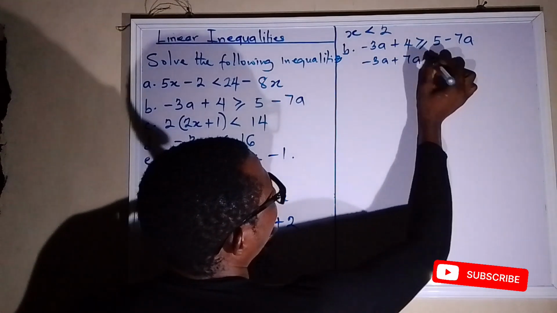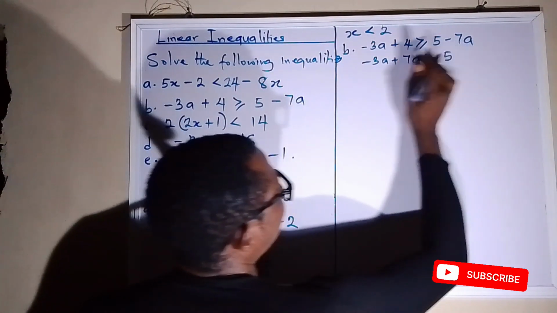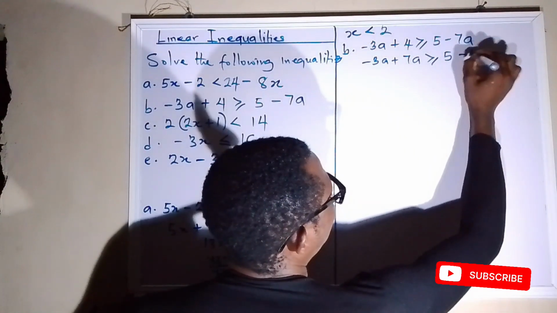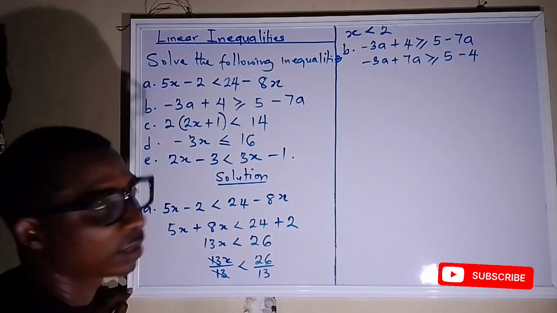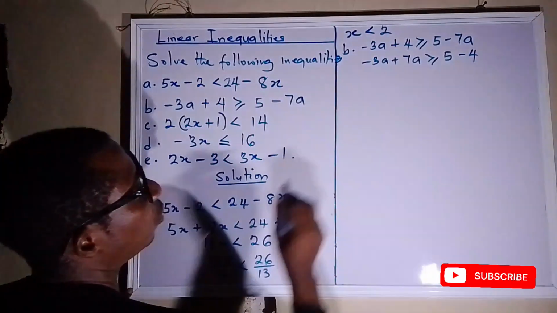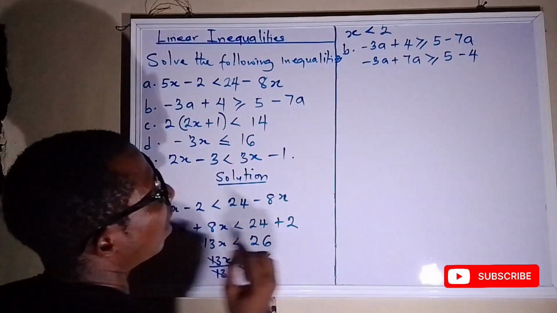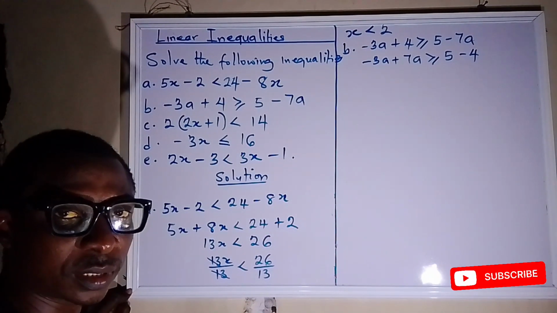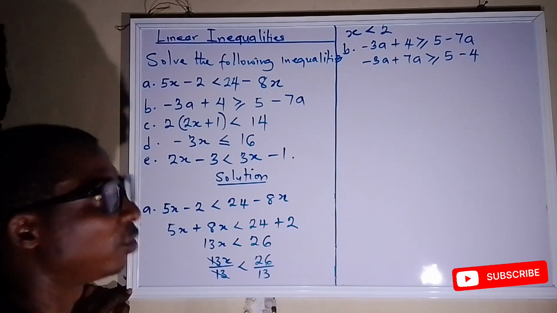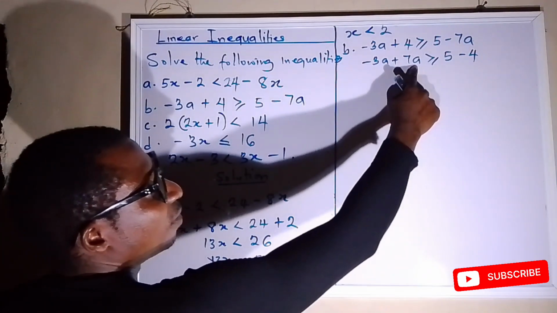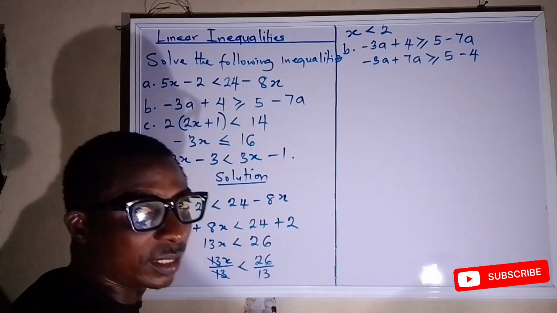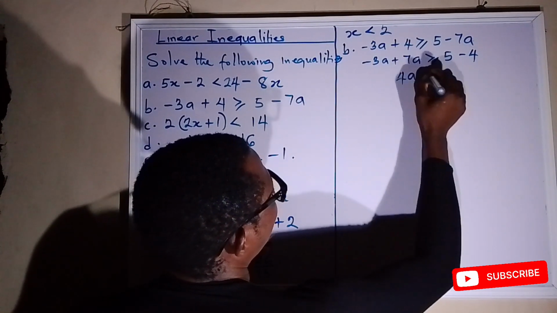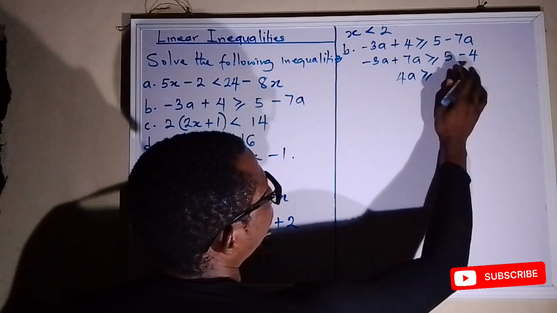Now less than or equals to, we have what here? 5. Now this one moves to this side, and that becomes minus 4. Right? So now look at what we have here. You have 7a and you have a debt of 3a. So what will that give you? That will be 4a. By the time you pay the debt of 3, you are left with 4a. So we have 4a is less than or equals to 1.